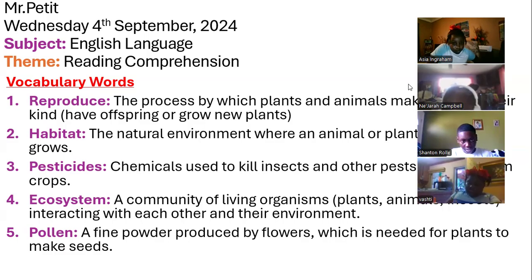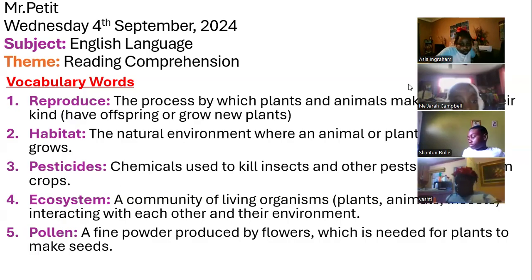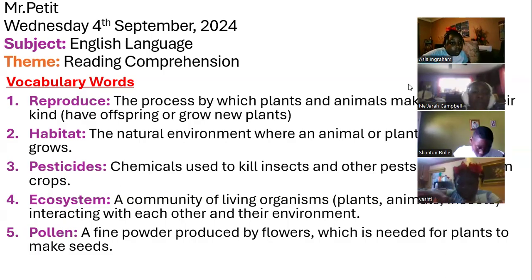Okay. All right. So we have reproduce, habitat, pesticides, ecosystem, and pollen. The word that I like from the five would definitely be reproduce. The reason I like reproduce is because if you have one thing, you could have another thing, you can make more, right? You don't just have one. So reproduce is a good word. And it's because of reproduction that all of us are here right now. So that's a good thing.